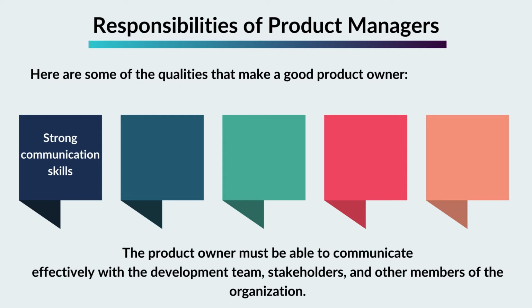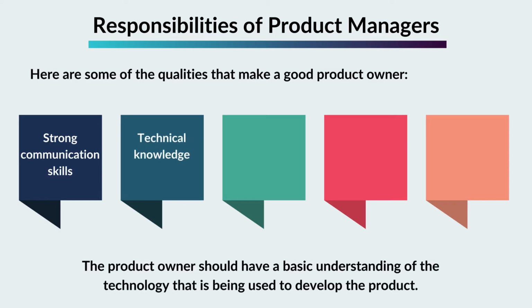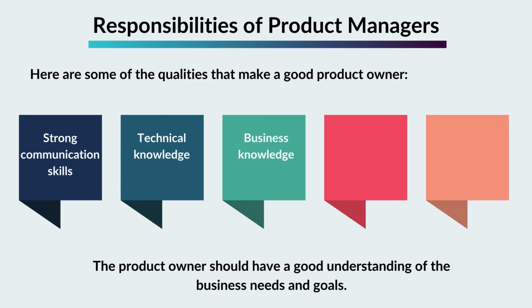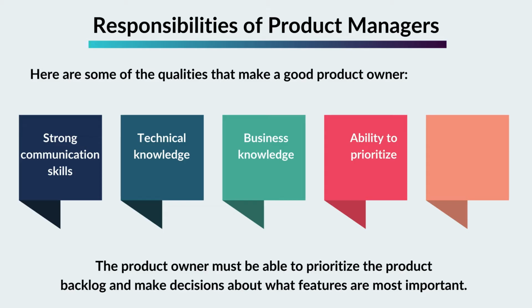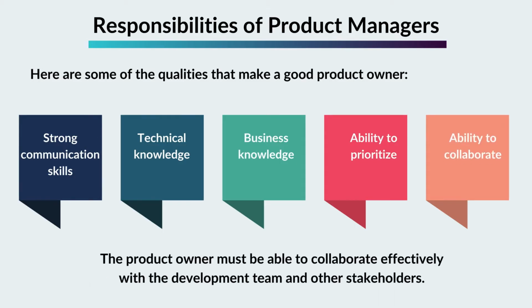The product owner should have a basic understanding of the technology that is being used to develop the product. Business knowledge: the product owner should have a good understanding of the business needs and goals. Ability to prioritize: the product owner must be able to prioritize the product backlog and make decisions about what features are most important. Ability to collaborate: the product owner must be able to collaborate effectively with the development team and other stakeholders.